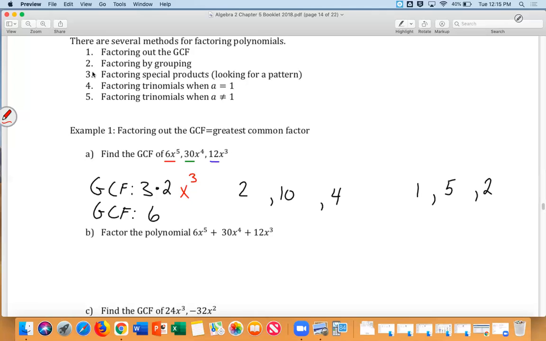So Justin, to help you out, it's always going to be the smallest power of my variable. So that's why I took out x cubed. Now, what's left here? If I do x to the 5th divided by x to the 3rd, remember we subtract those exponents, so it's x squared. Now x to the 4th divided by x cubed. That's x, x to the 1st.